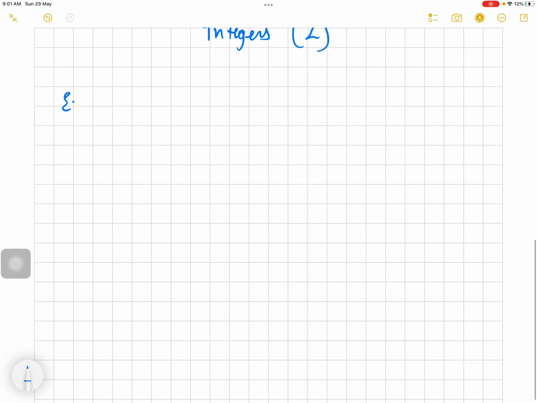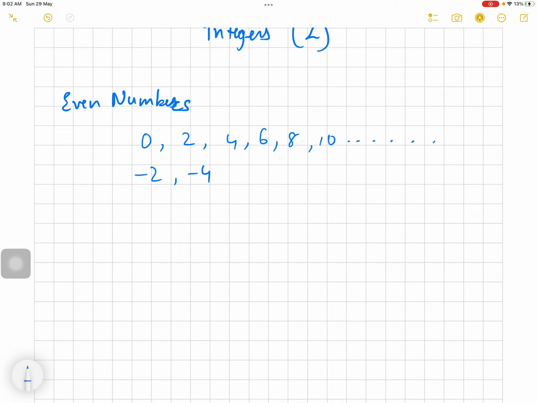So even numbers. What are even numbers? The numbers which are divisible by 2 are called even numbers. So 0, 2, 4, 6, 8, 10 and so on are called even numbers, right? Even -2, -4, -6, -8, -10, -12 and so on, they are also even numbers.